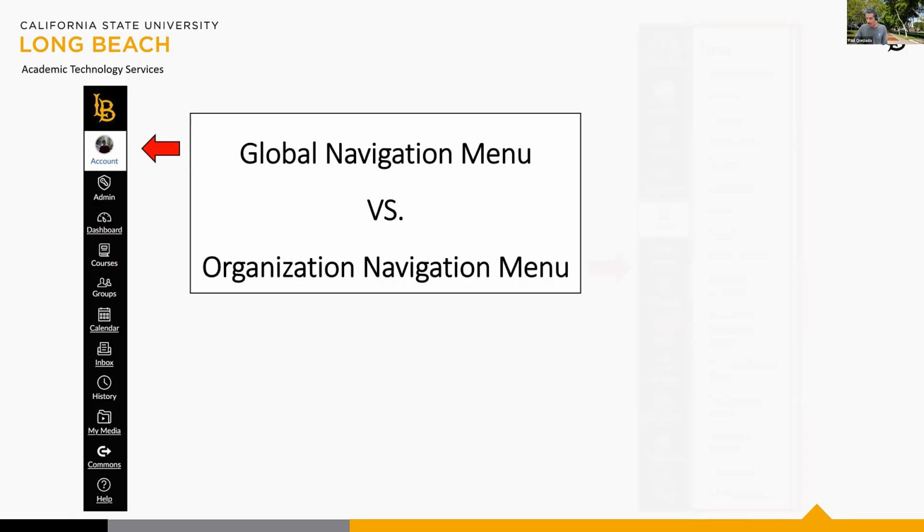So we're going to start with the global navigation menu. Again, this is always going to be located on the far left-hand side of your browser when you're accessing Canvas from a desktop computer. If you're on a mobile app, you can also invoke this menu at any time wherever you are in the application, so it's available no matter what device you're using. But for presentation purposes, we are going to focus on the desktop experience.